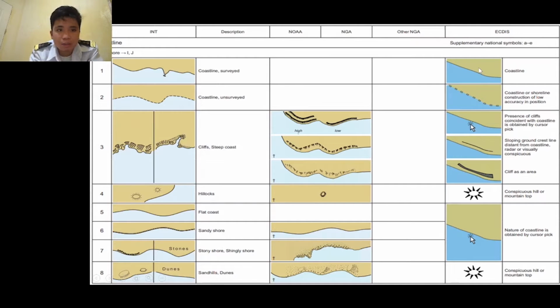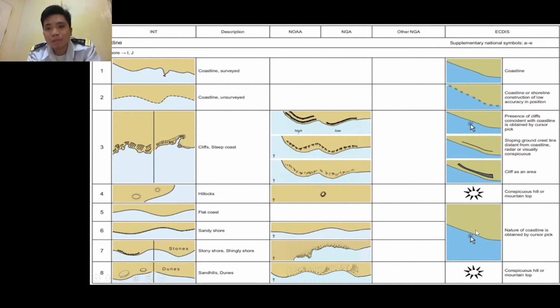Here in the ECDIS, this is the coastline which is surveyed. This is the coastline or shoreline which is of low accuracy and precision, meaning it is unsurveyed or hasn't been checked thoroughly. The presence of cliffs coincident with coastline is obtained by cursor pick here. Then we have here stopping ground, crestline distant from coastline, radar or visually conspicuous. So this is cliff as an area in the ECDIS. Then here we have hillocks or mountaintop in the ECDIS. So these will be the symbols you can see on the ECDIS.